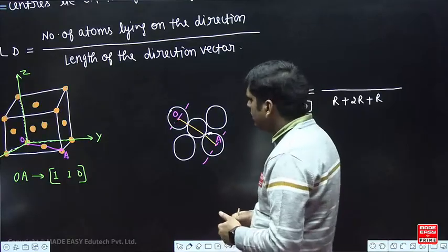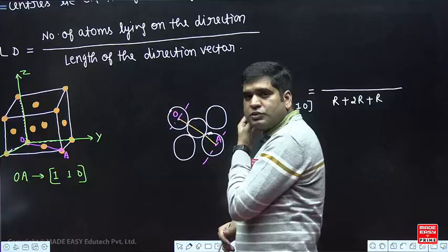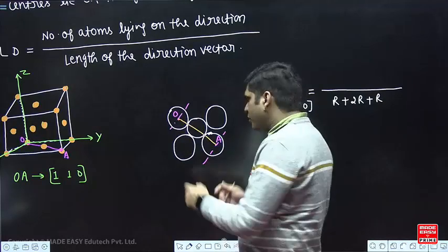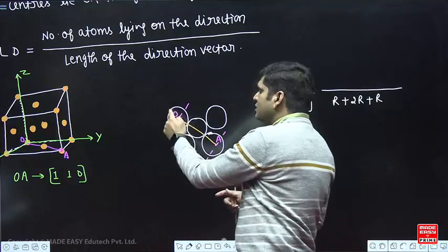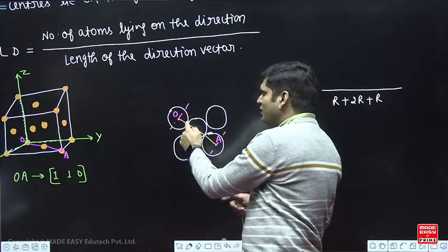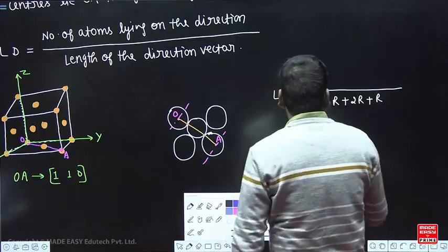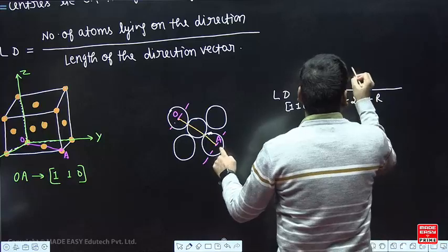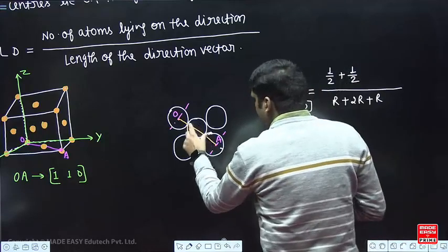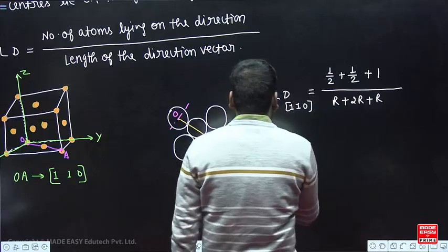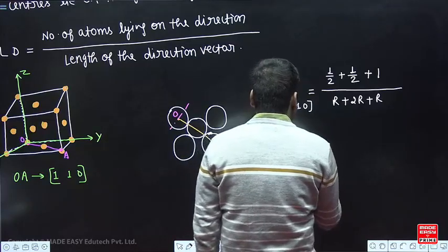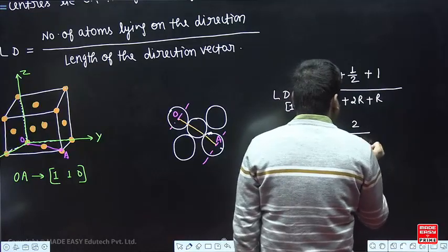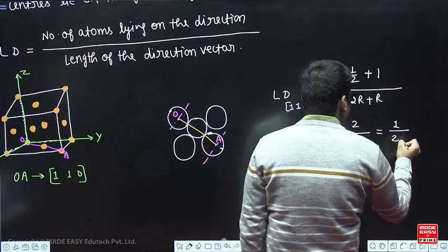Centered means located. If you take this whole atom, it is not located. Only half a portion of this atom is located on the line. If you took the whole atom, you would have to consider this R also, but you are considering only this R. So it is 1 upon 2 for this atom. Similarly, 1 upon 2 for this atom, and this whole atom is on the line. So this way LD of 1, 1, 0 is nothing but 2 by 4R. 2 by 4R is 1 by 2R.